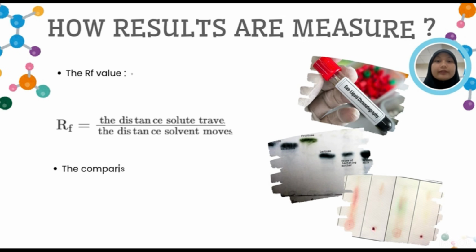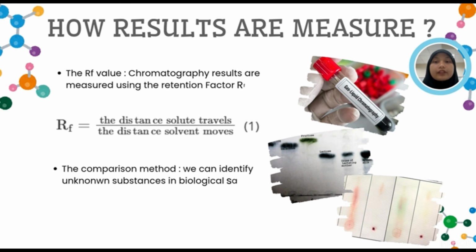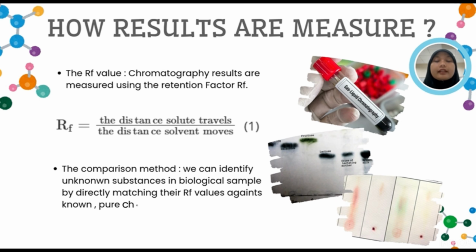Hello everyone, today we will discuss how we identify substances in biological samples using thin layer chromatography or TLC. Our core metric is the retention factor, or RF value. It is calculated using a simple formula: RF equals the distance the solute travels over the distance the solvent moves. Because a substance can never travel further than the liquid solvent, this value is always between 0 and 1.